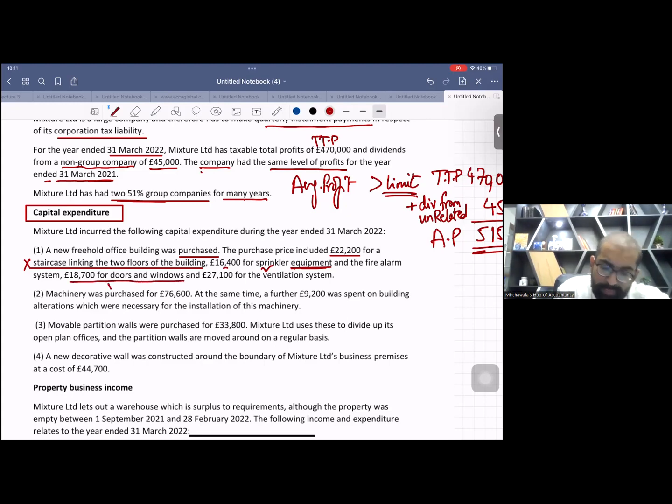18,700 for doors and windows. No, I just told you doors and windows are part of the building. Remember? Then 27,100 for the ventilation system. Yes, this is part of the special rate pool, SRP, which we have done in the question. So from this first paragraph, what to include? The staircase, not plant and machinery, it's part of the building. The fire alarm equipment, yes, it's plant and machinery. Doors and windows, never. They are part of the building. You can search on Google as well. The 27,100 ventilation system, yes, it's part of plant and machinery, and you have done it in your basic course: it comes in SRP.